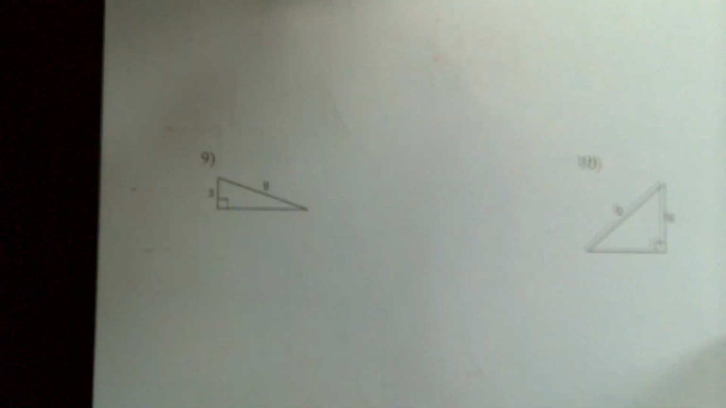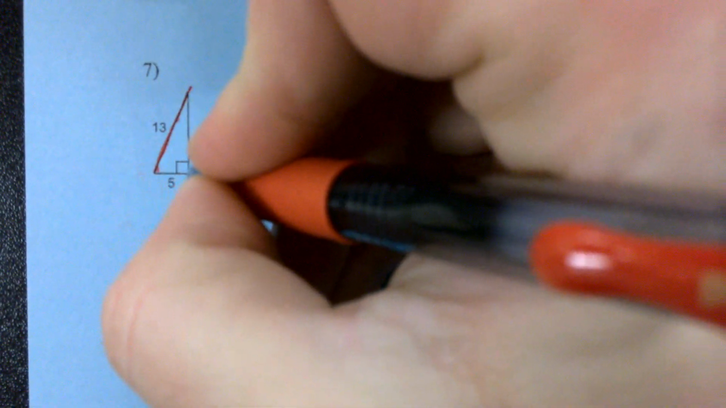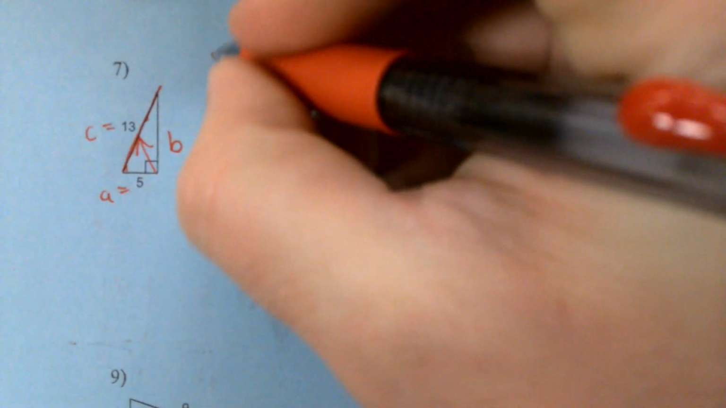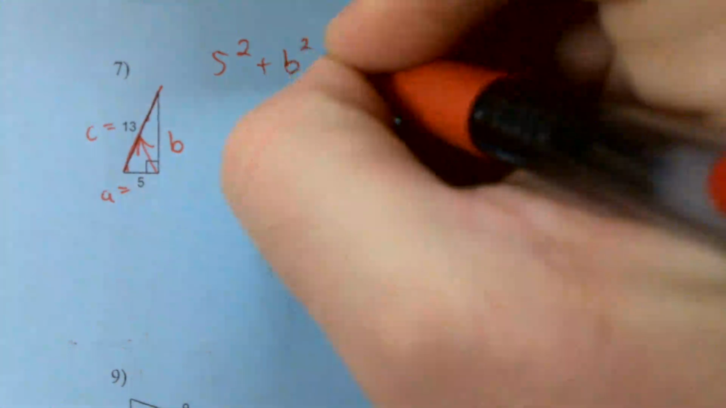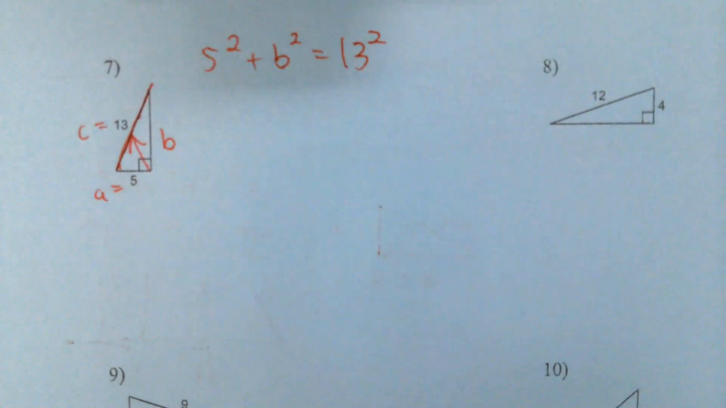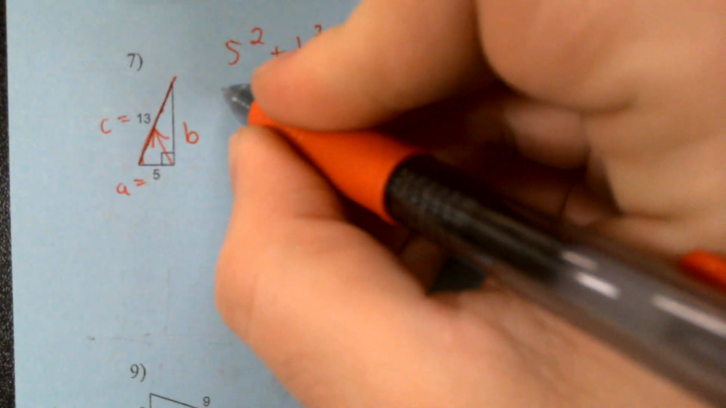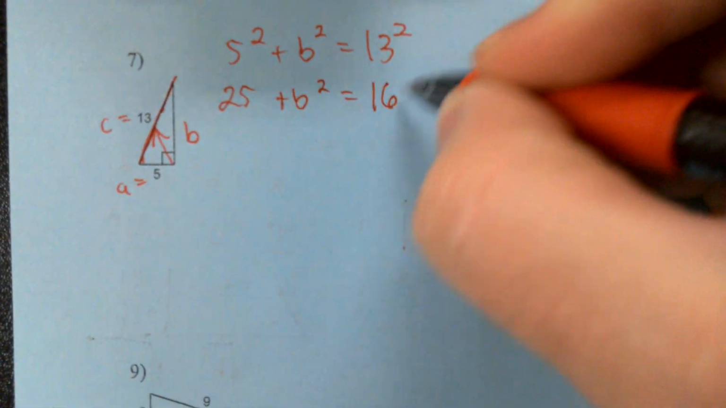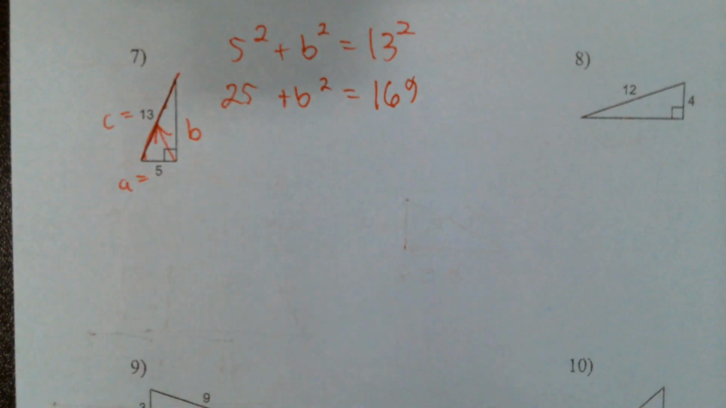All right, taking a look at a couple problems on the back. We'll start with number 7 up here. Number 7, here's our hypotenuse directly across from our right angle. That'll be C. We can call 5 our value for A. 5 squared plus B squared equals 13 squared. Evaluate the exponents. 25 plus B squared equals 169.